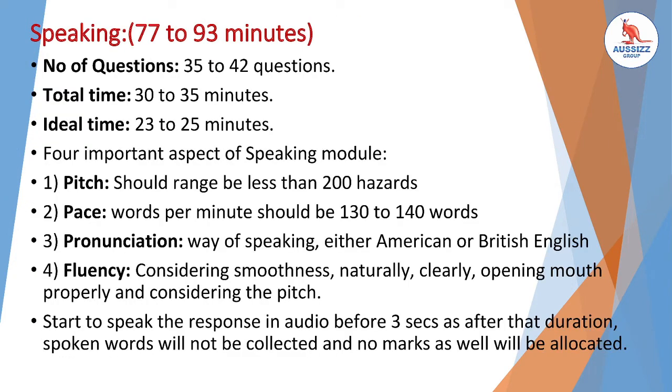Alright, jumping to the very first thing, that is the speaking module. You will have approximately 77 to 93 minutes to complete part A, out of which you will have around 30 to 35 minutes to complete the speaking module, in which you will have approximately 35 to 42 questions. As you can see, the most important thing to secure a good score in the speaking module would be pitch, pace, pronunciation and fluency. If you are able to excel on these 4 things, definitely you will have 90 in the speaking module. As we said, in speaking there are 5 tasks.